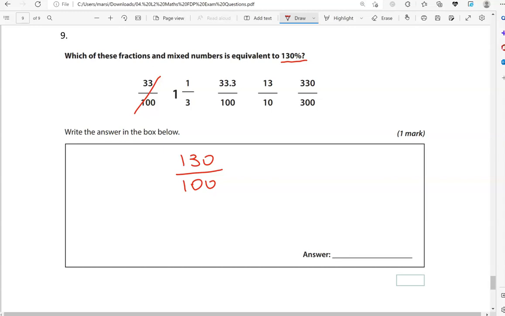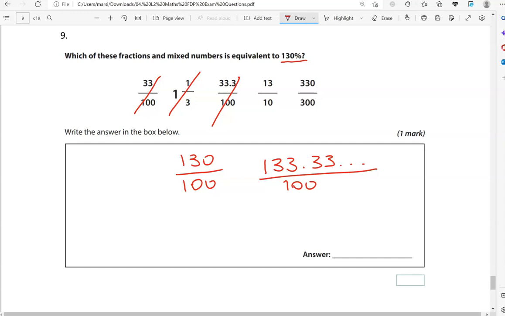Okay, 1, that is good, but 1/3, that is 33.3. So this would be 133.33 out of 100. So it's definitely not the same. It's greater than what we have. Then we have 33.3 out of 100, which is less than 100%. Again, that's just a third.